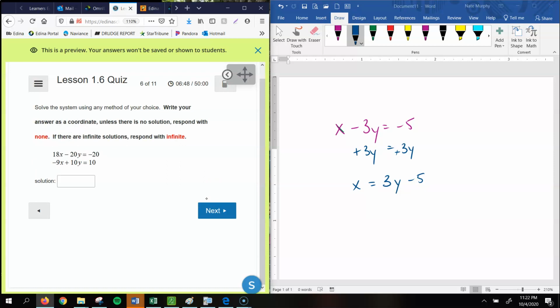So here it says solve the system using any method of your choice. Write your answer as a coordinate. Unless there is no solution, respond with none. If there are infinite solutions, respond with infinite.